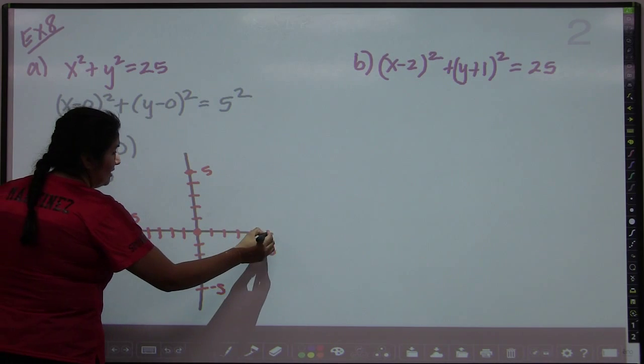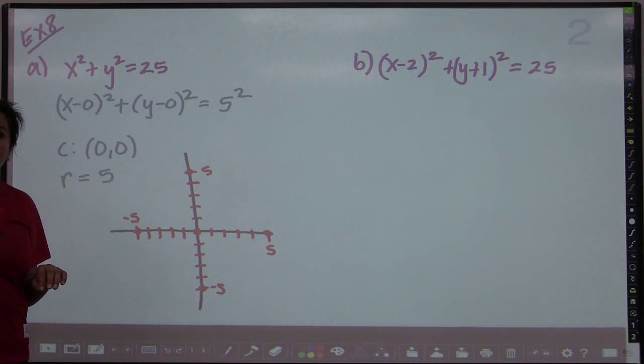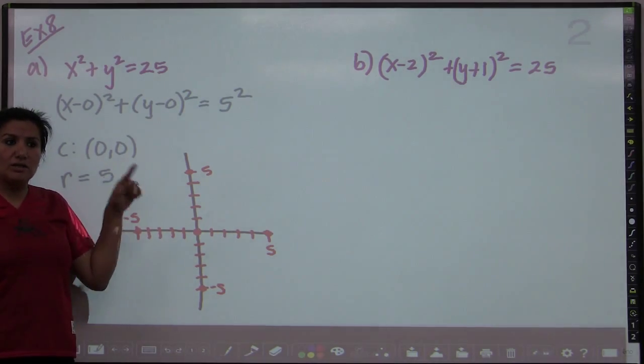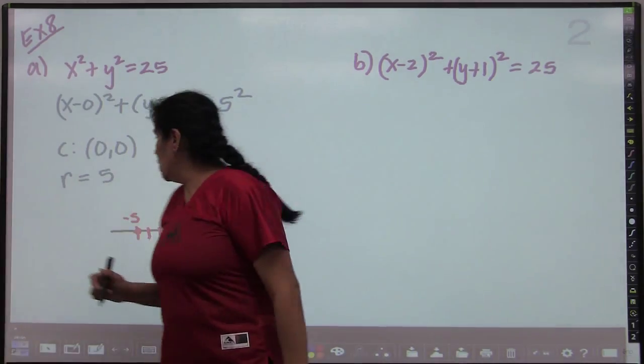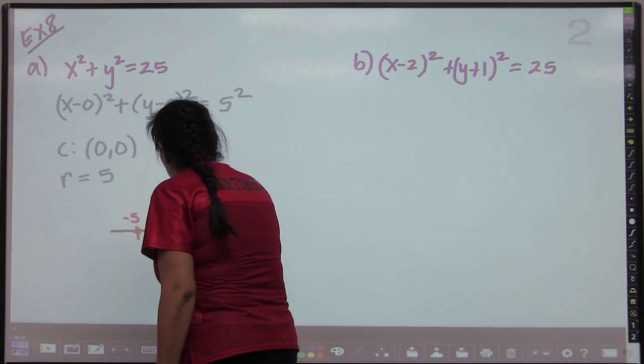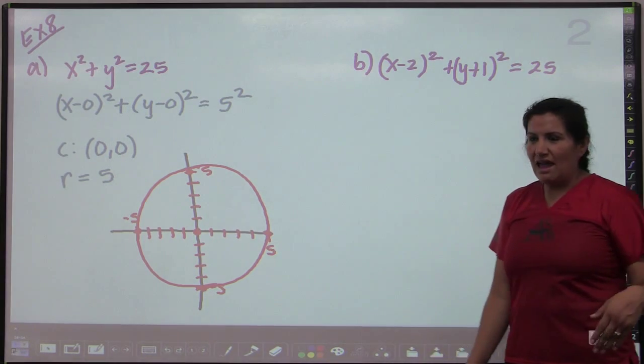Now remember, the center, although very important, is not technically part of your graph. It's not actually on the circle. It's just telling you that all of these points that are on this circle are going to be 5 units away from 0, 0. So you just try to get your best circle going on. Oh man, that was so good. It's not that great, but it works, and that's all you have to do.